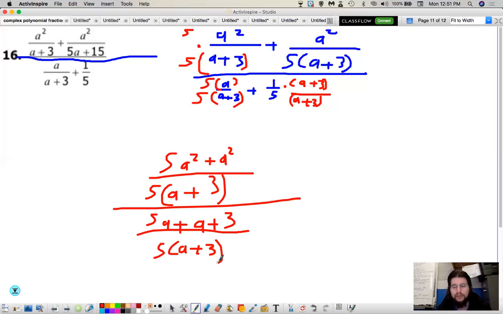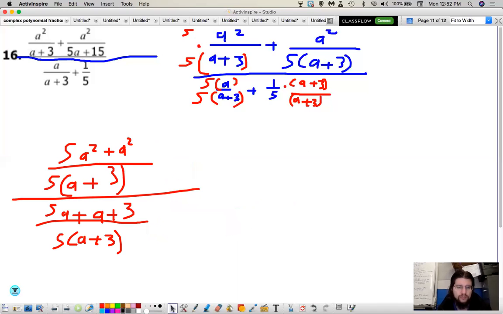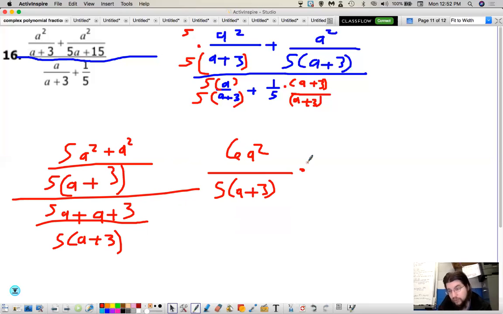Combine like terms. I'm going to go ahead and combine like terms and reciprocate it, okay? So we can move this over a little bit. 5a squared plus a squared is 6a squared over 5 times a plus 3, times 5a plus a is 6a. Well, we're reciprocating. So this is going on top. If you need to do it in multiple steps, that is perfectly fine.